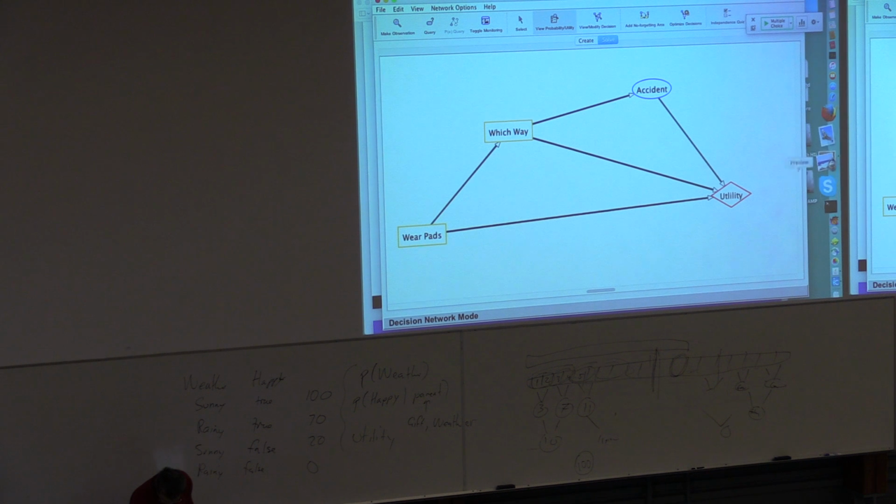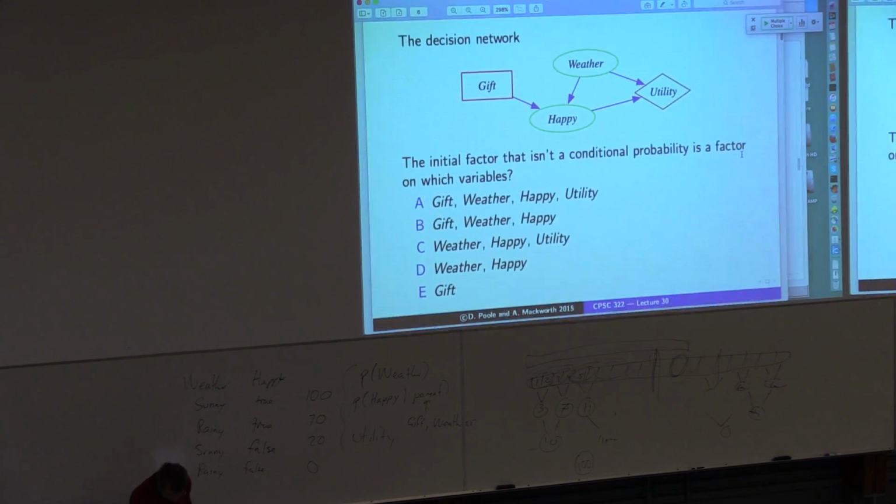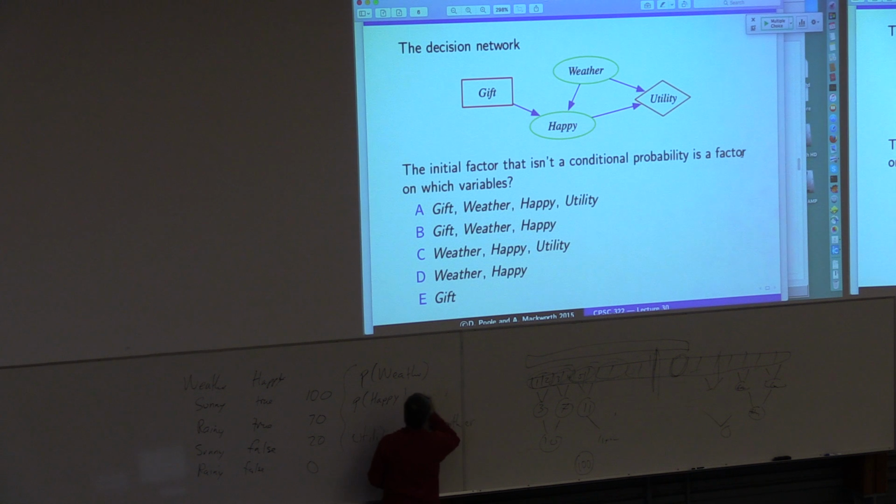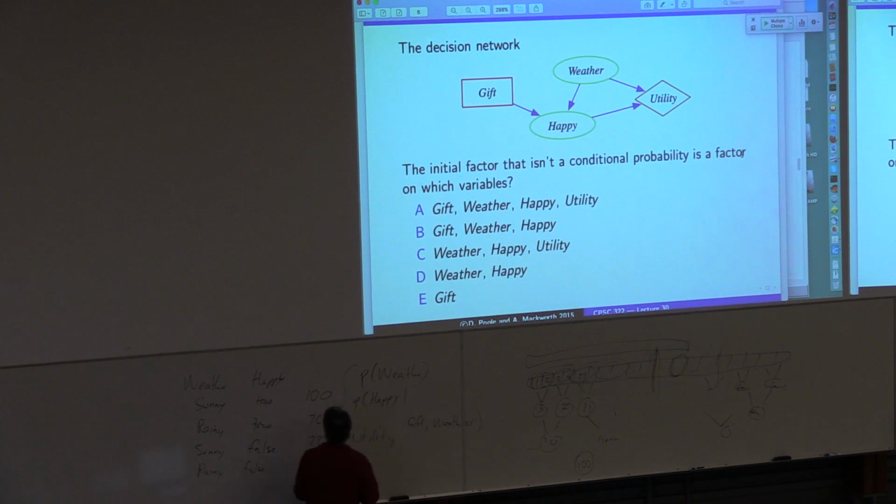I'm lost. Whether you're happy depends on whether and what gift you give. That's right. So you have this happy on gift and weather. You have this factor, the probability of weather. You have this happy given gift and weather. And you have the utility as a function just of weather and happy.